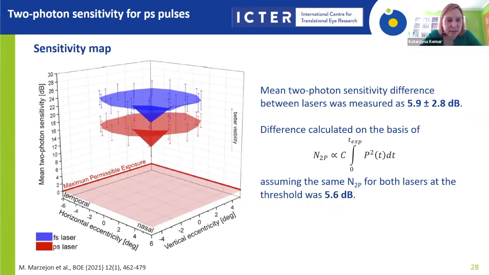And we obtained 2 maps. This is the sensitivity map for the femtosecond laser, and this is the sensitivity map for the picosecond laser. When we compare them, the difference in sensitivity was almost 6, 5.9 plus minus 2.8 decibels. And the difference calculated on the basis of this integral that I showed you before was 5.6 decibels. So it was in very good agreement. The difference between these 2 lasers was connected only with the difference in pulse repetition rate and pulse width.